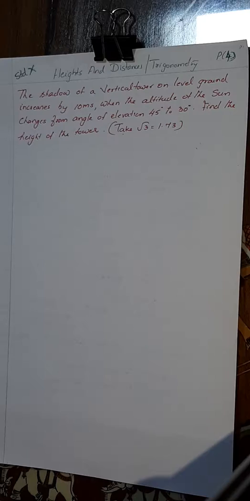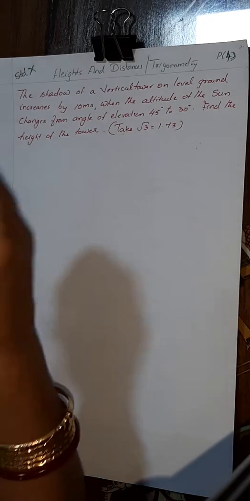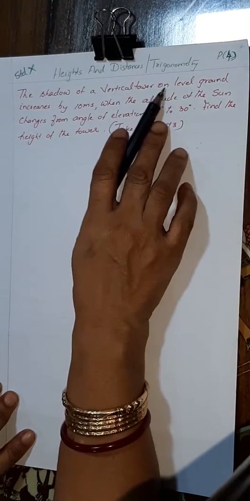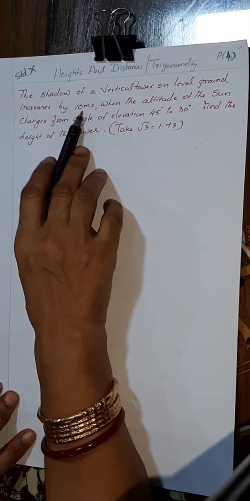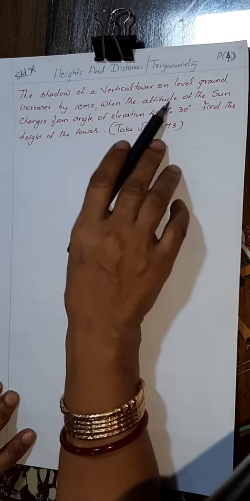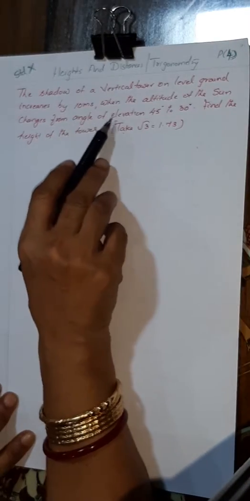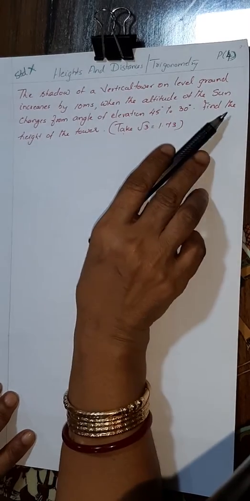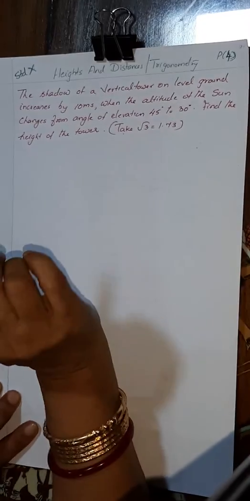Welcome back to the chapter Heights and Distances for standard 10. So the question is, the shadow of a vertical tower on level ground increases by 10 meters when the altitude of the sun changes from the angle of elevation 45 degrees to 30 degrees. Find the height of the tower.